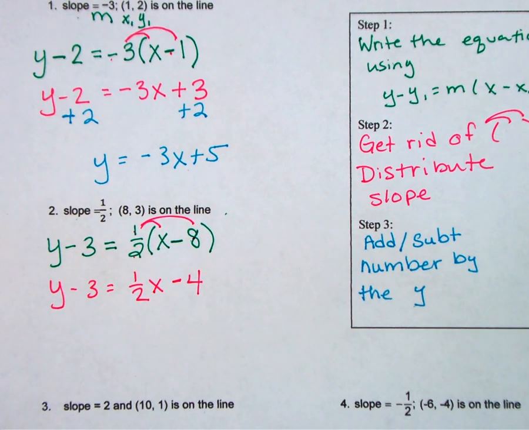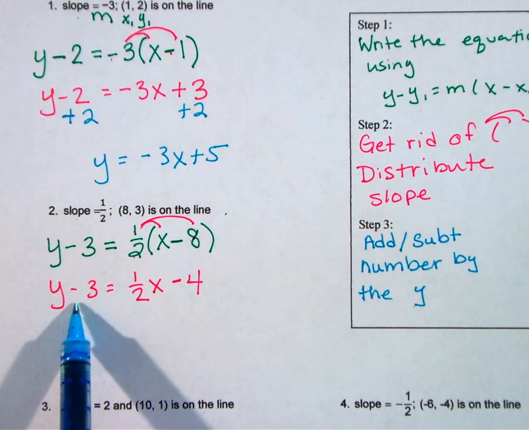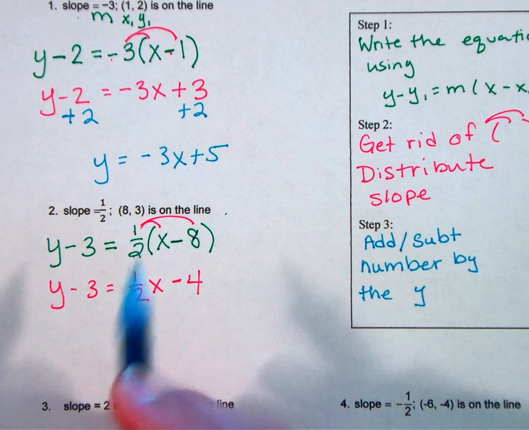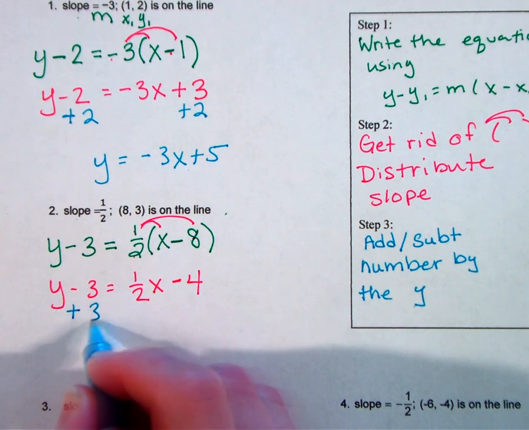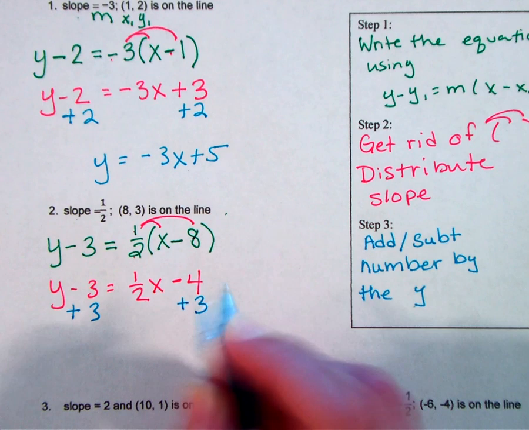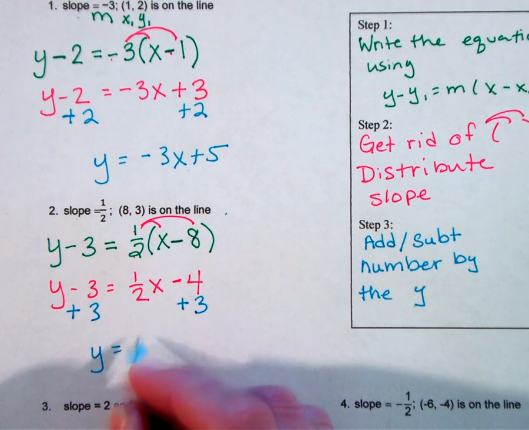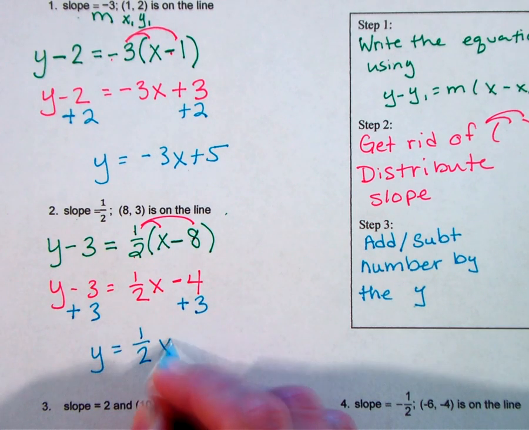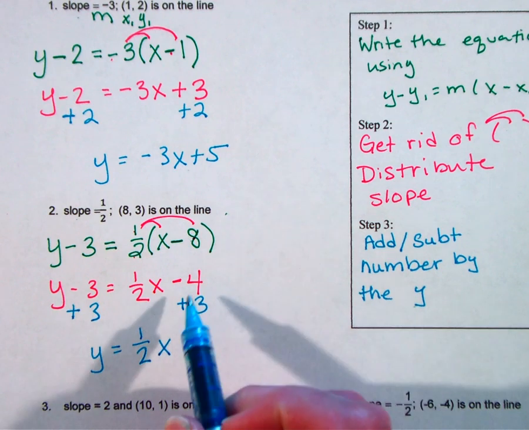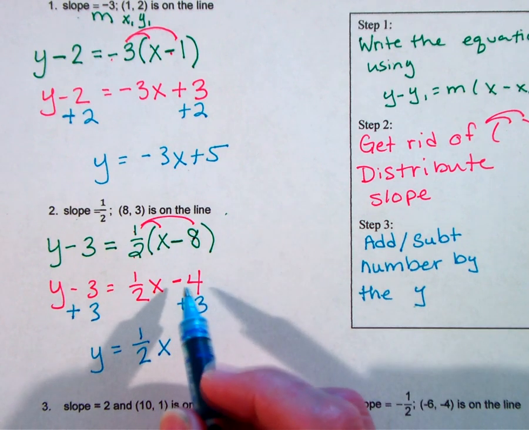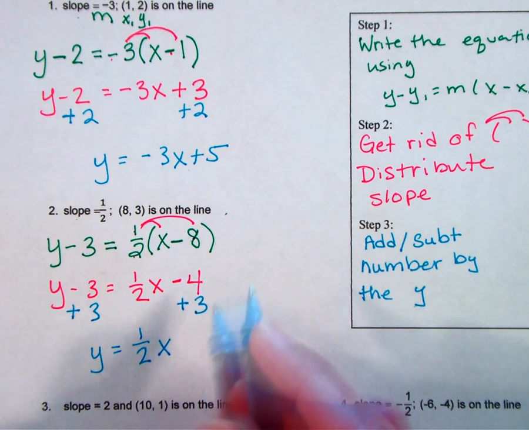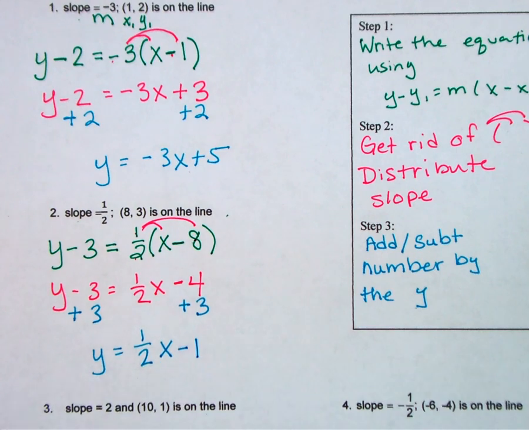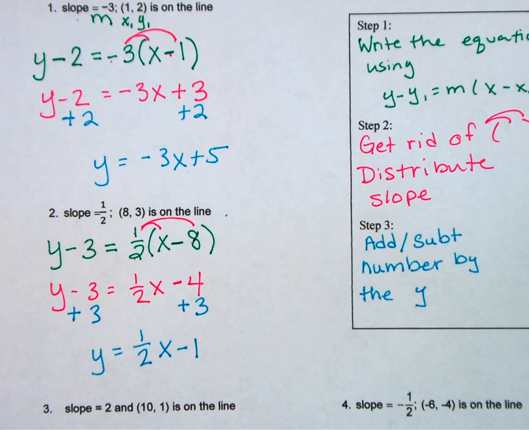Okay, we've done step 2. Now step 3 is to add or subtract this number next to the y to get rid of it. So I'll go plus 3 to both sides. Feel free to use your phone calculator or any other calculator you have, or use your computer calculator. Negative 4 plus 3 is a negative 1. Let's just do one more, and let's do number 4 just to do some negatives.